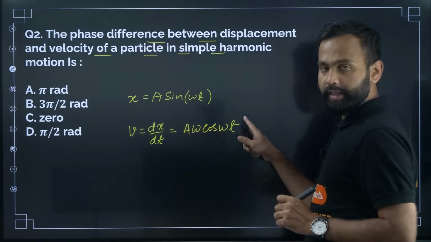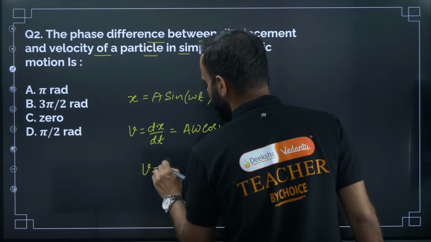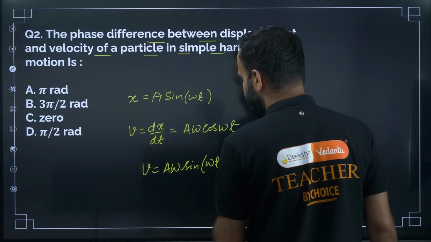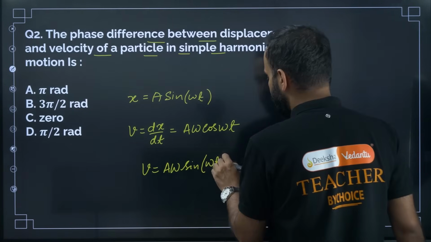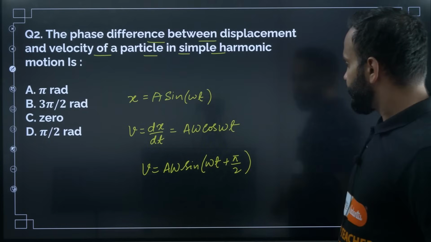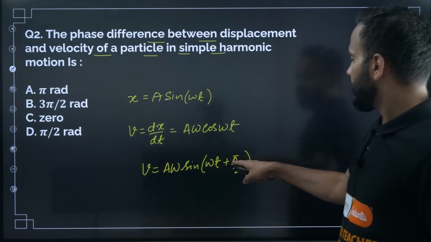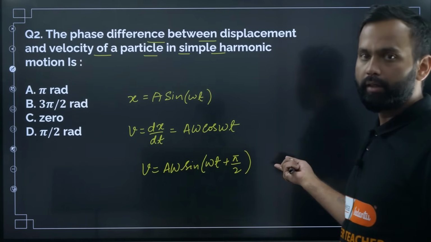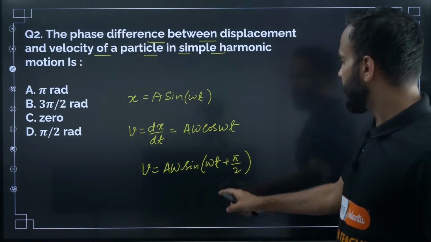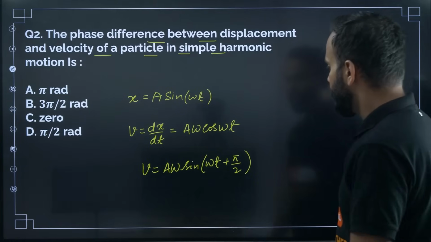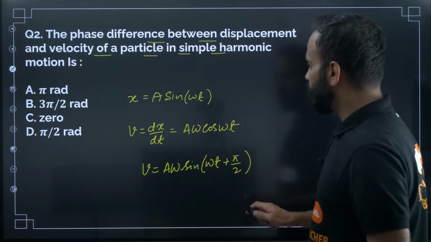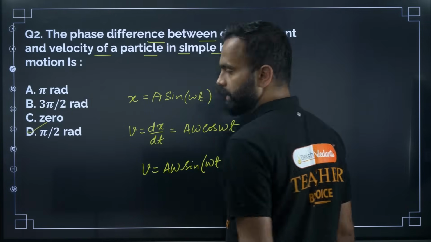Now I can rewrite this equation as v equal to A omega sine of (omega t plus pi by 2), because sine of pi by 2 plus theta is cos theta. So sine of (omega t plus pi by 2) is equal to cos of omega t. So the phase difference between displacement and velocity is pi by 2 radian. So the correct option is D.